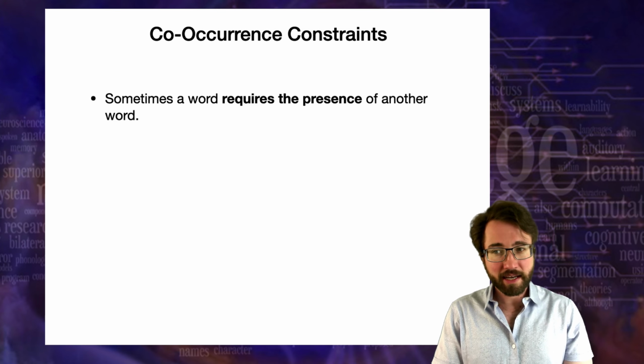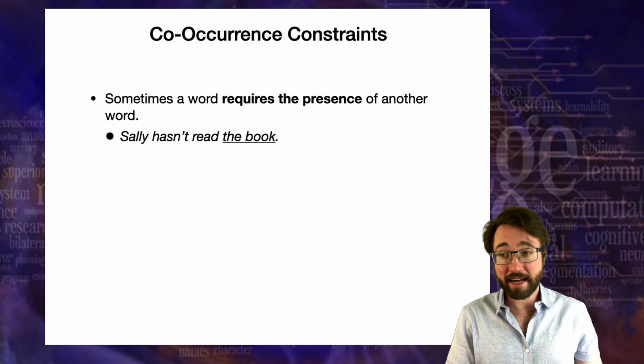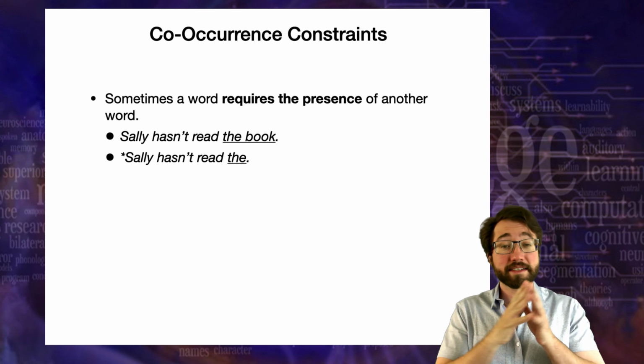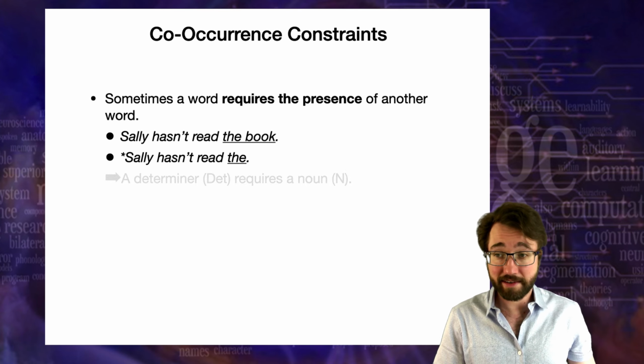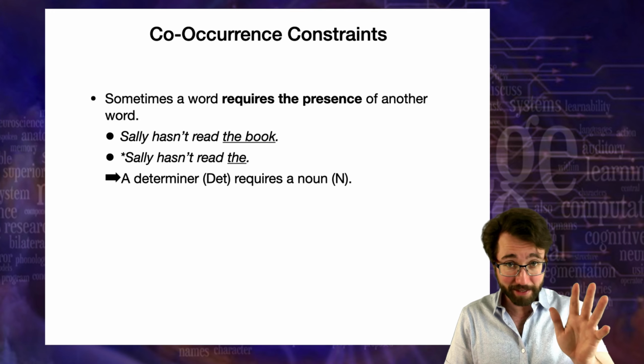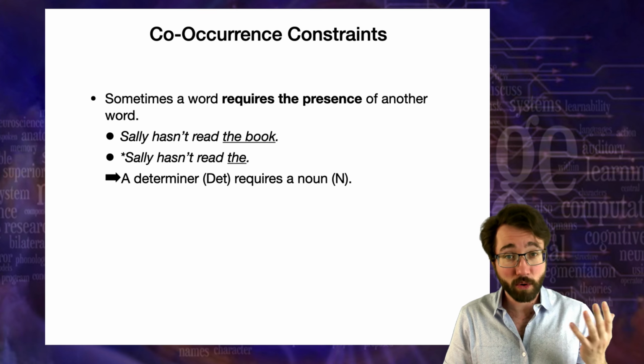So sometimes a word requires the presence of another word. So for example, when I said Sally hasn't read the book is grammatical, but Sally hasn't read the is ungrammatical, that means that the presence of the determiner implies there must be a noun to go with it. A determiner requires a noun in English. It's not like that in every language, but English has a syntactic rule that says that a determiner requires a noun.